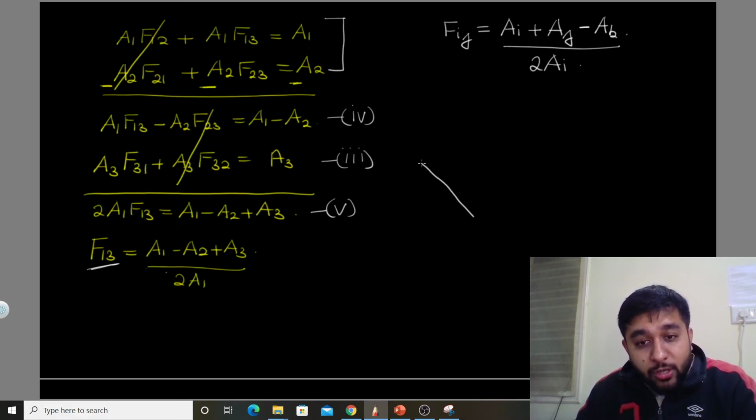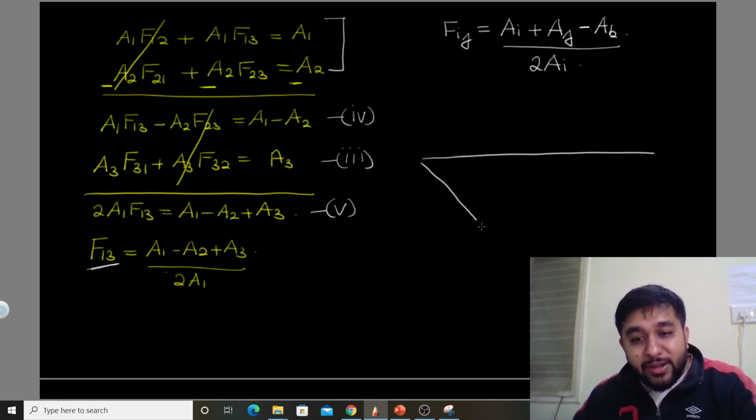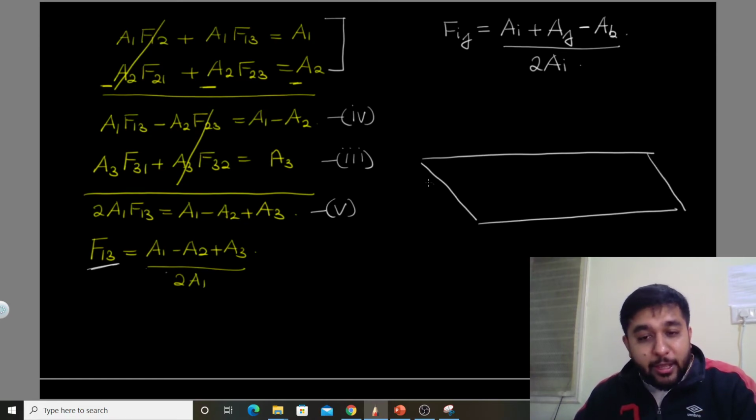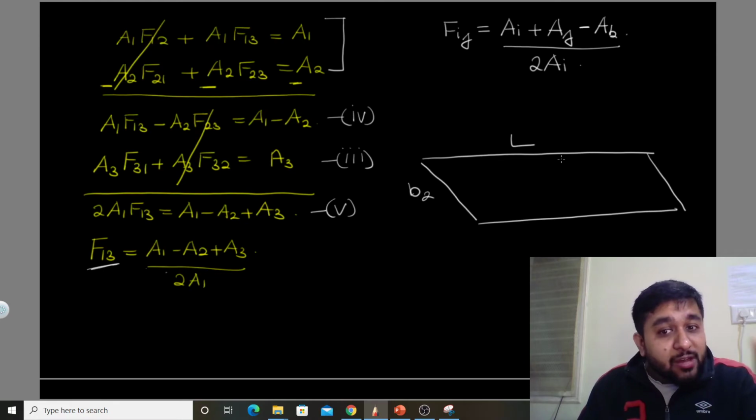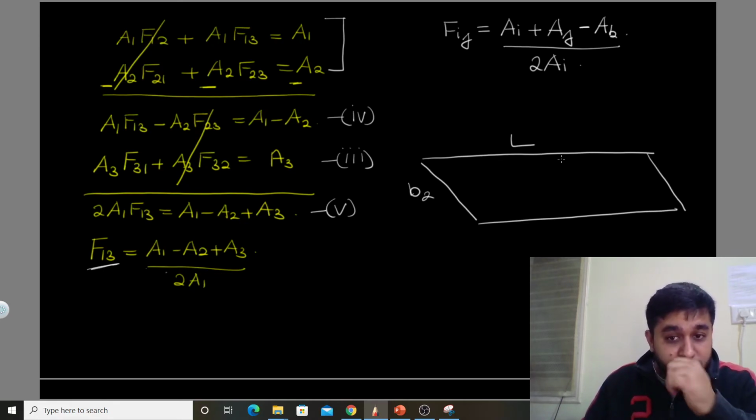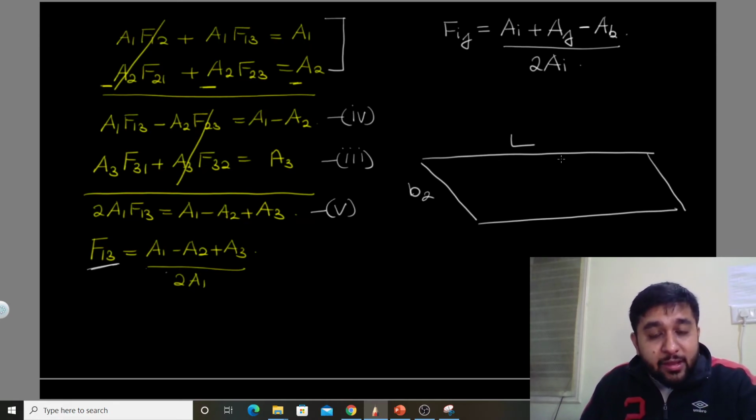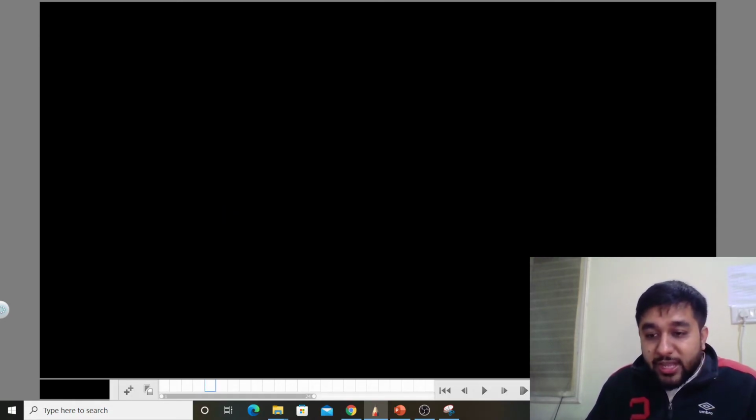When we were talking of surface 2, surface 2 is a rectangle of side B2 and length L. In fact, all 3 surfaces are rectangles, so they have sides B1 L, B3 L. So their areas can be written B1 L, B2 L, B3 L.